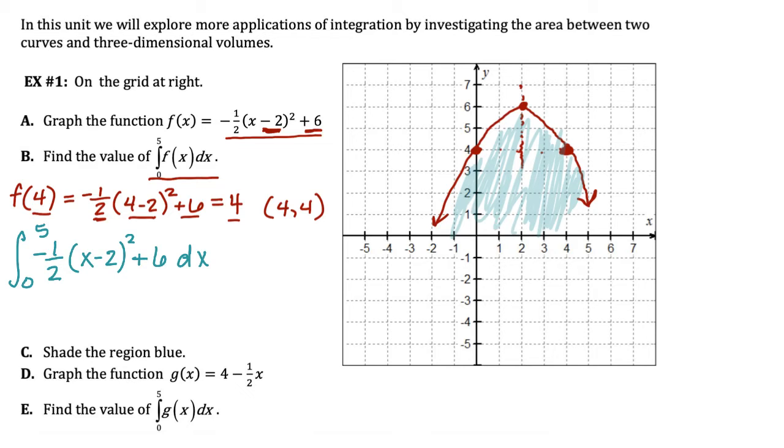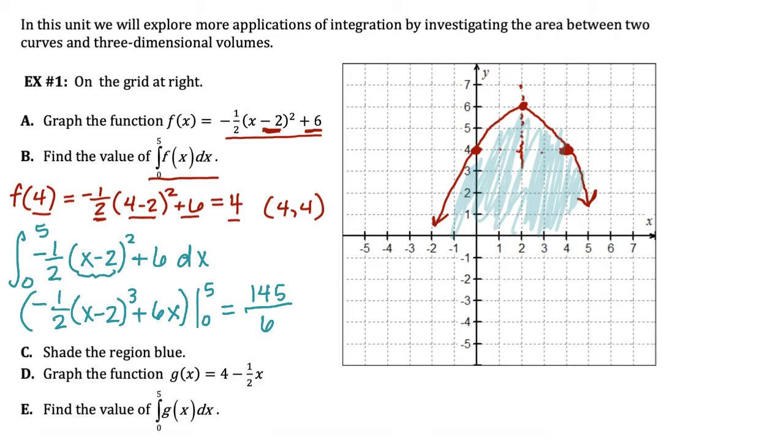And we can integrate with our u substitution here. So we're going to have negative 1/2, and then that's going to go up to (x minus 2) all cubed, and then plus 6x. All of that is going to be evaluated from 0 to 5. By all means, please use your calculators here, and you should get 145 over 6. Now it wants us to shade that region blue, which I already did. I got ahead of ourselves here.